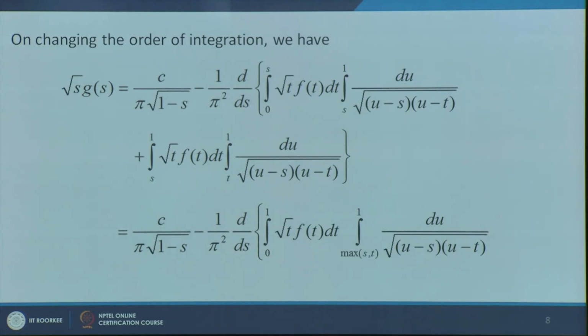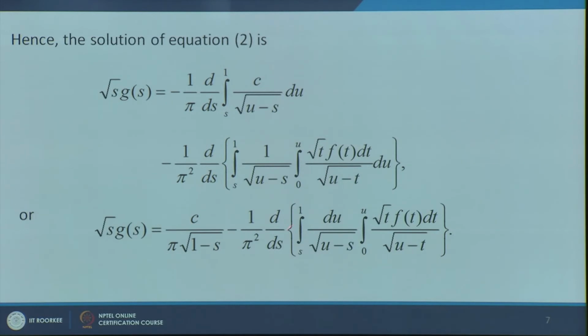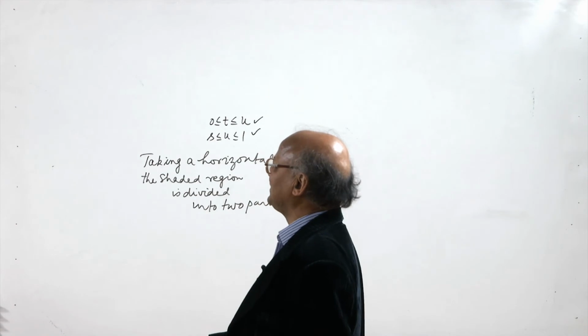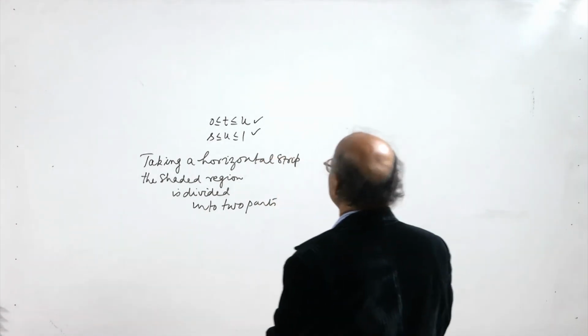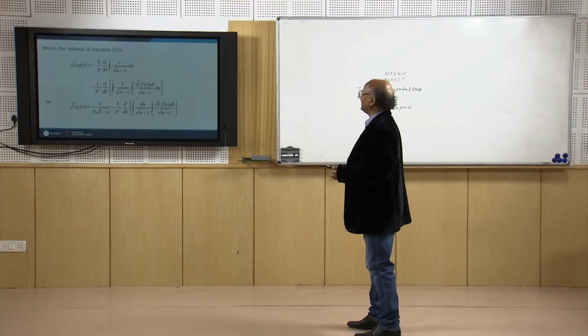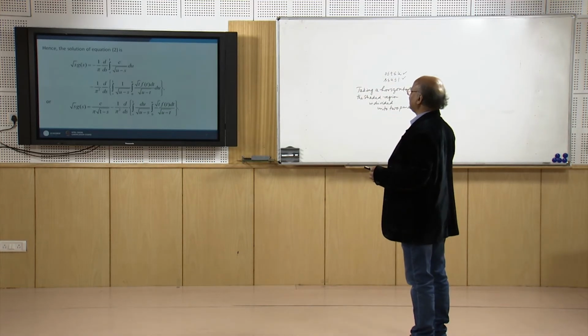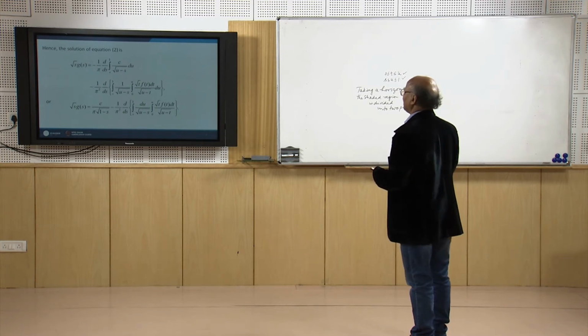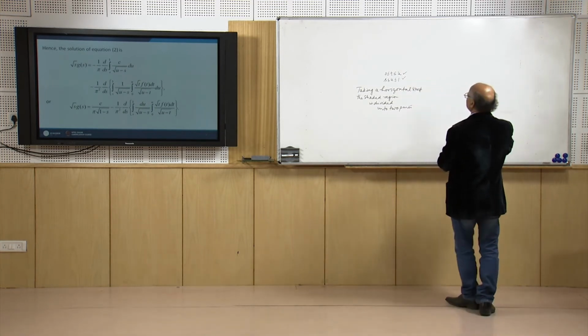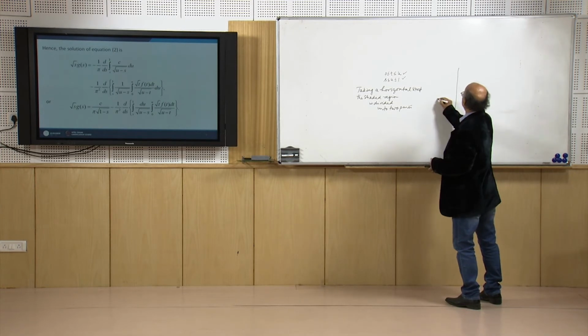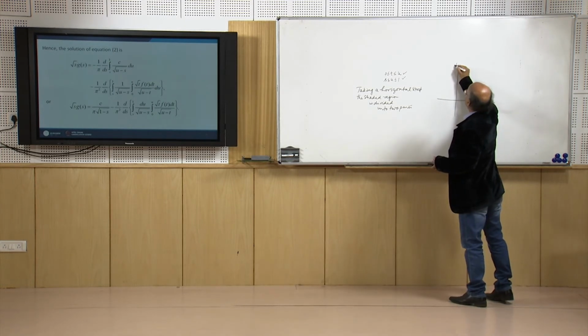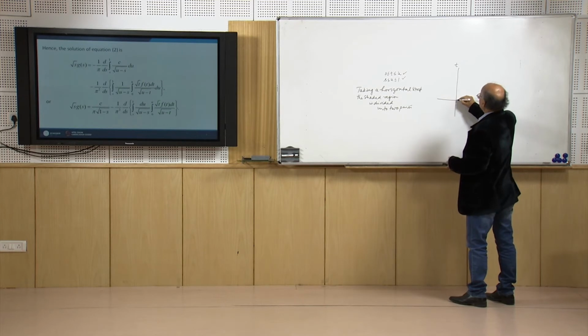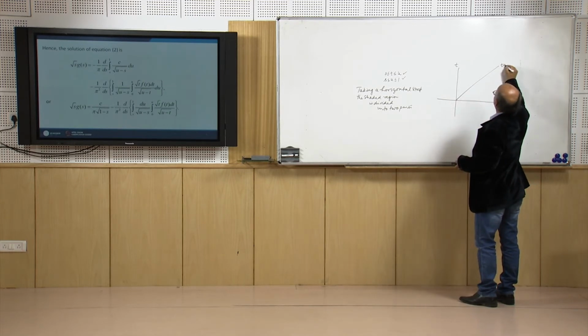Now let us change the order of integration here and see what happens. We have the limits of integration like this: t varies from 0 to u, and u varies from s to 1. So if we draw the figure to change the order of integration, this is my t axis, this is the u axis, and this is the line t equal to u.